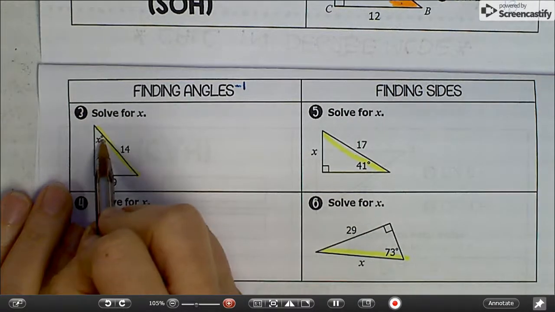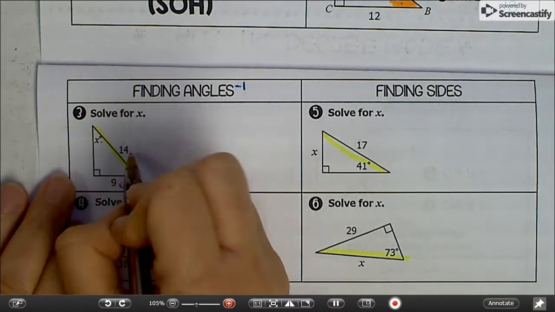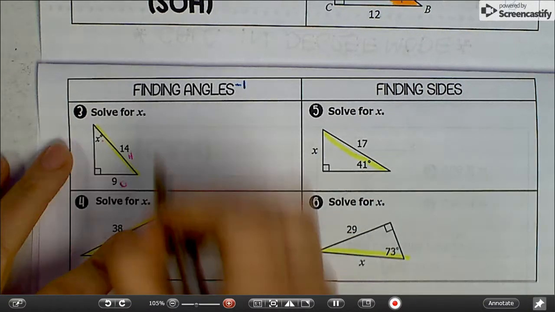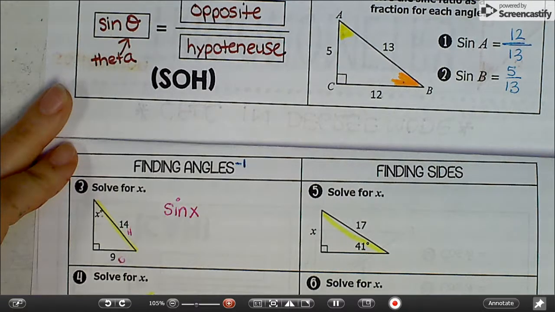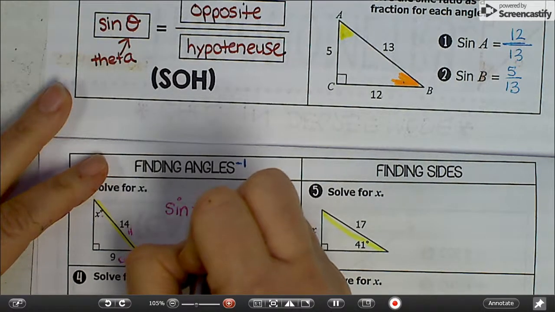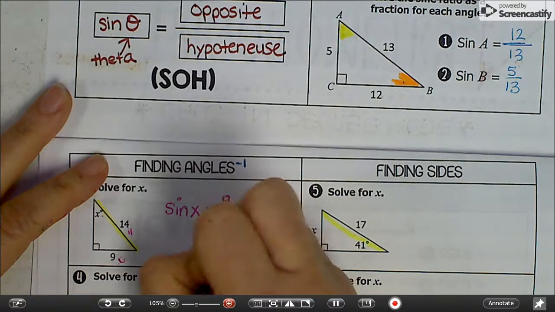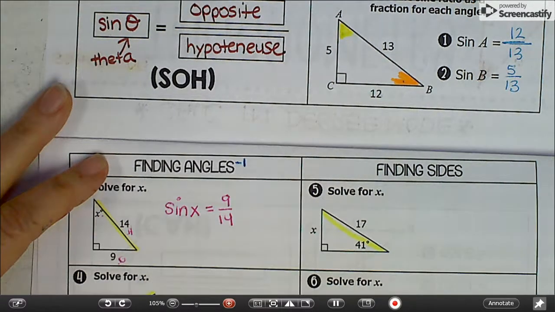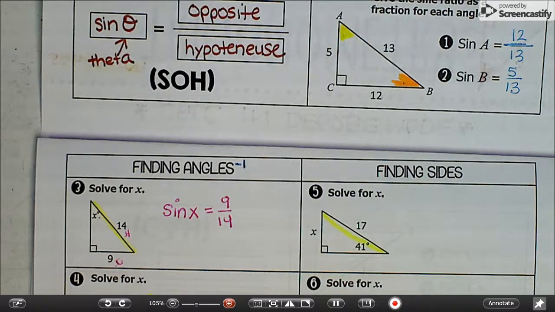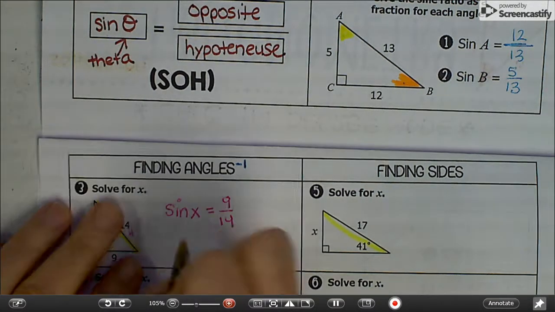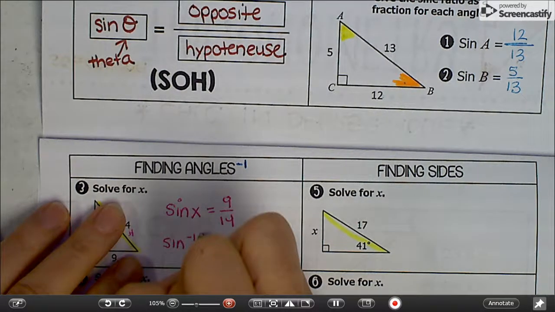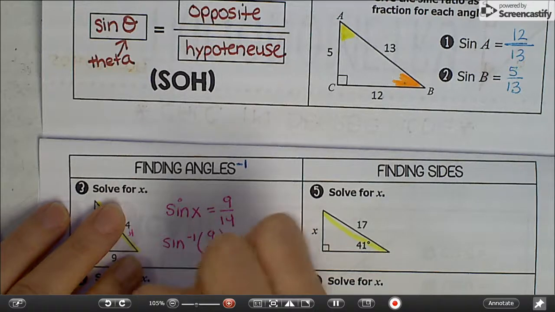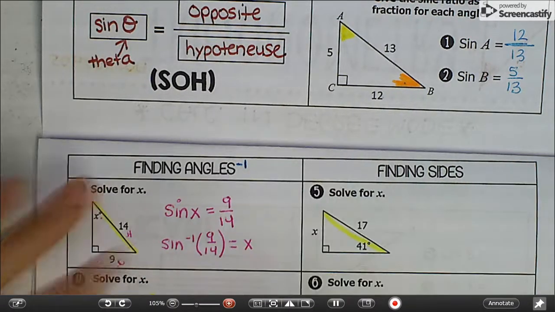Since we know from this angle we have the opposite and the hypotenuse, we're going to use the sine ratio. So we're going to put sine x because the angle is an x. And the formula up here says sine of an angle equals opposite 9 over the hypotenuse 14. In order to get your calculator to show you what the angle measure is, we're going to actually use the inverse sine. And we're going to put next to it the 9 over 14. And that's going to tell us how many degrees.